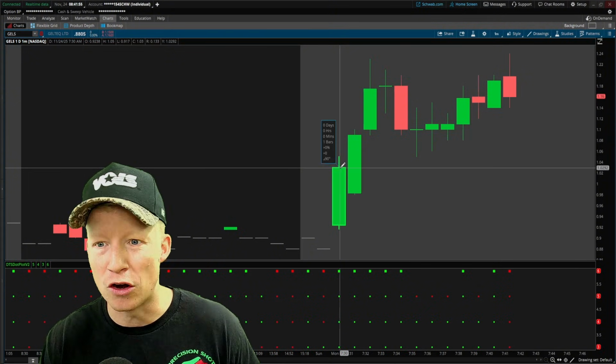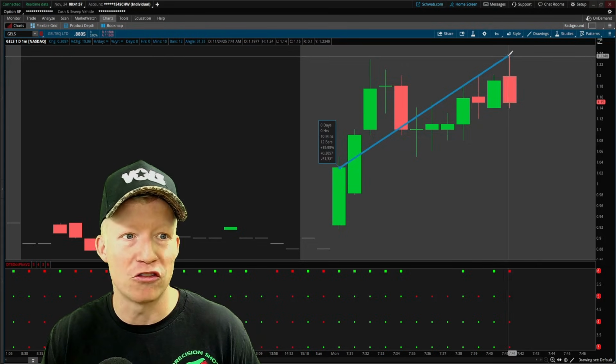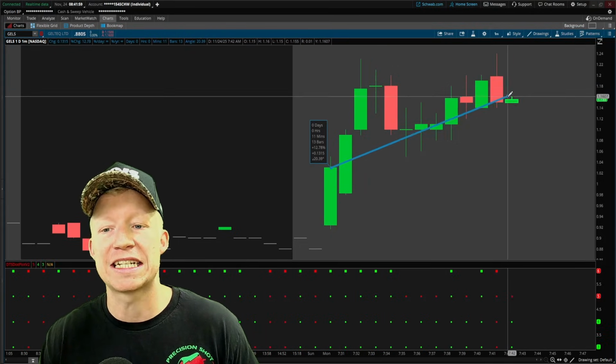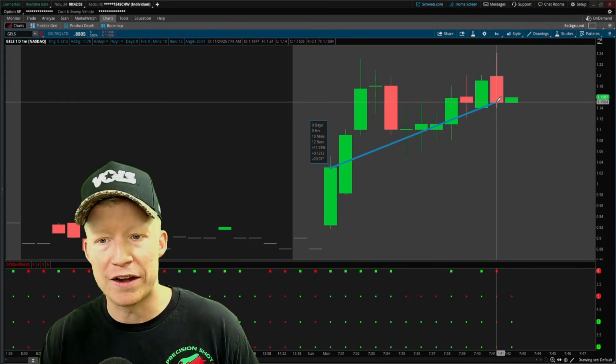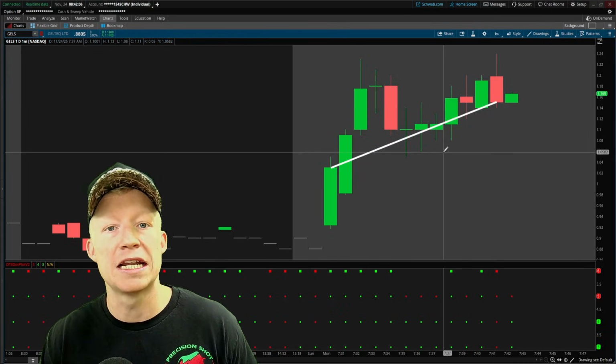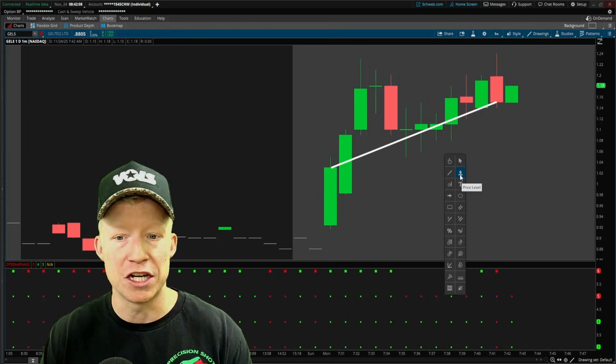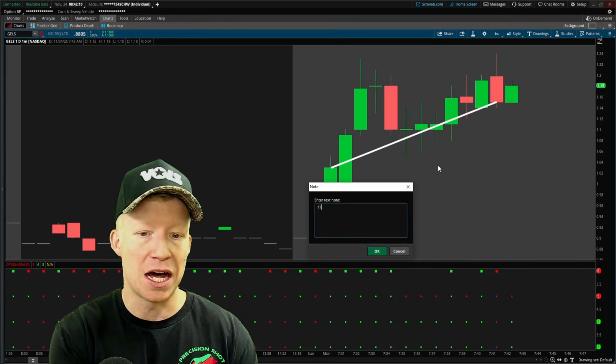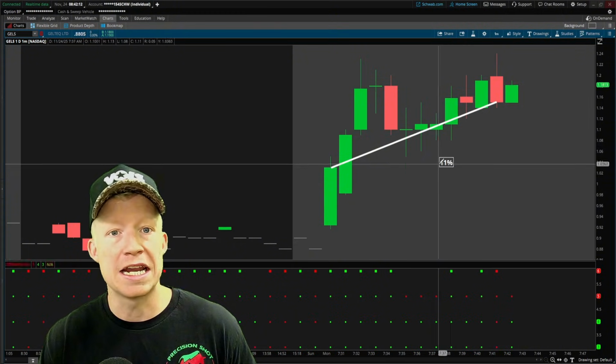I wish I had my camera on for that, but you'll have to believe me, and you can tell from the way it's moving. Broke out into highs, got slapped back down, and now in fact has gotten that red dot. Guess what? Still locked in 12%. Let's call it 11 just to be safe. Still locked in 11% of gains in that one.